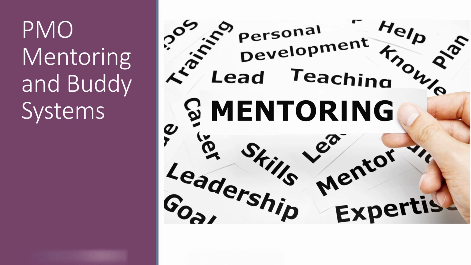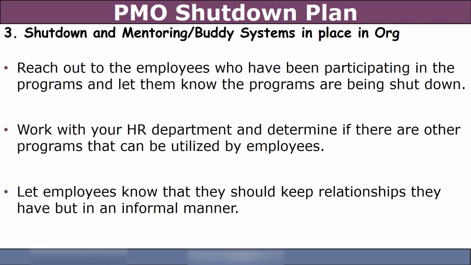One of the steps that we talked about, both in building a PMO and shutting down, was the PMO mentoring and buddy systems. And so again, now you're shutting down your PMO, you're going to have to shut down these mentoring programs as well. So I've got some best practices. What you want to do is reach out to your employees, if this is a mentoring program and it's a formal system, and say, hey, we're shutting down the program. But what I say is, if the employees are going to stick around, keep those relationships, right? You're going to want to work with the HR department to determine if there are other programs, other mentoring type of programs, that they could be utilized in. But otherwise, tell them to keep their relationships.